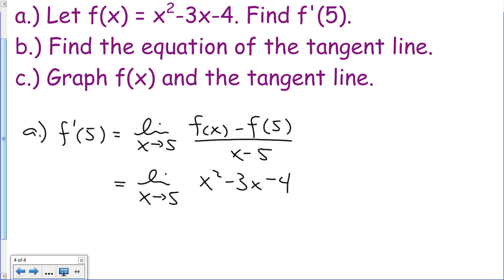And f of 5, if I plug in 5 into this original function, I can find out what f of 5 is equal to. That would be 5 squared is 25, minus 3 times 5, that's minus 15. 25 minus 15 is 10. Minus 4 more, that is 6. So I've got a minus 6 that I put at the end there. So here's our f of x, here's our f of 5, and we're going to divide that by x minus 5.